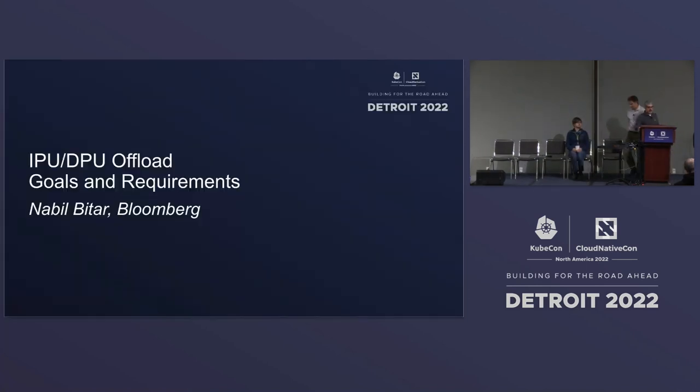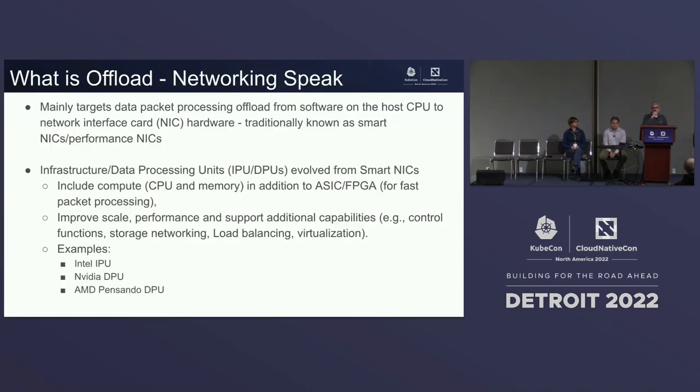Thank you, Dan. So we'll talk about what IP UDP offload is and some goals and requirements that we're looking to achieve from that. First, let's talk about what we mean by offload from a networking point of view. Mainly it targets the offload of data plane processing functions from the host CPU to the hardware NIC. That's what offload has traditionally meant.